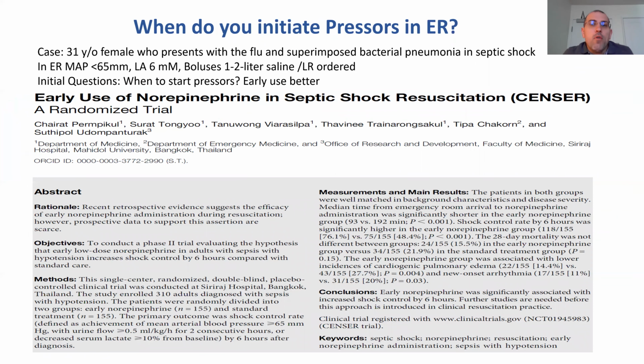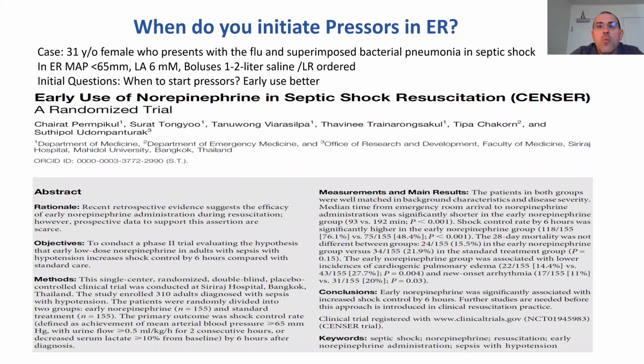So per the Surviving Sepsis guidelines, vasopressors are recommended if someone is not responsive to fluid, but these questions are constantly being asked. Is that the appropriate route? Maybe should we be starting vasopressors earlier? And this was an interesting paper.